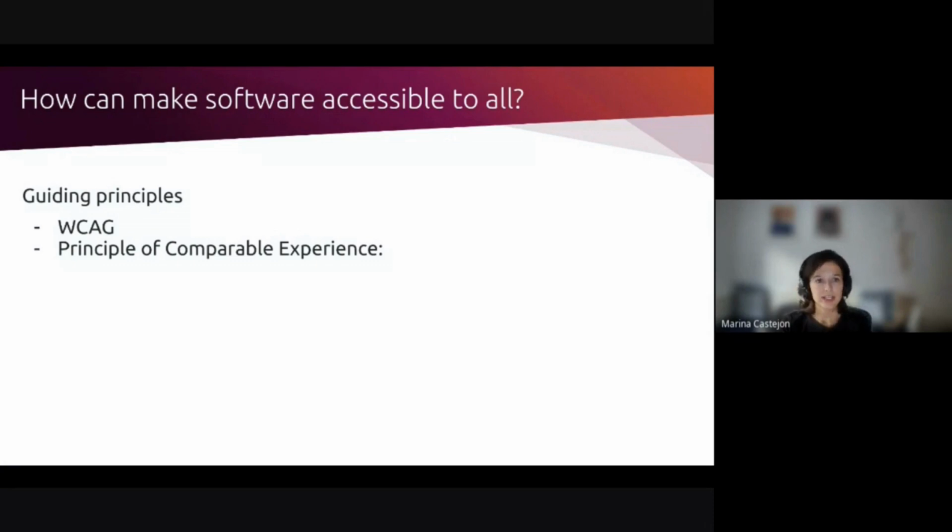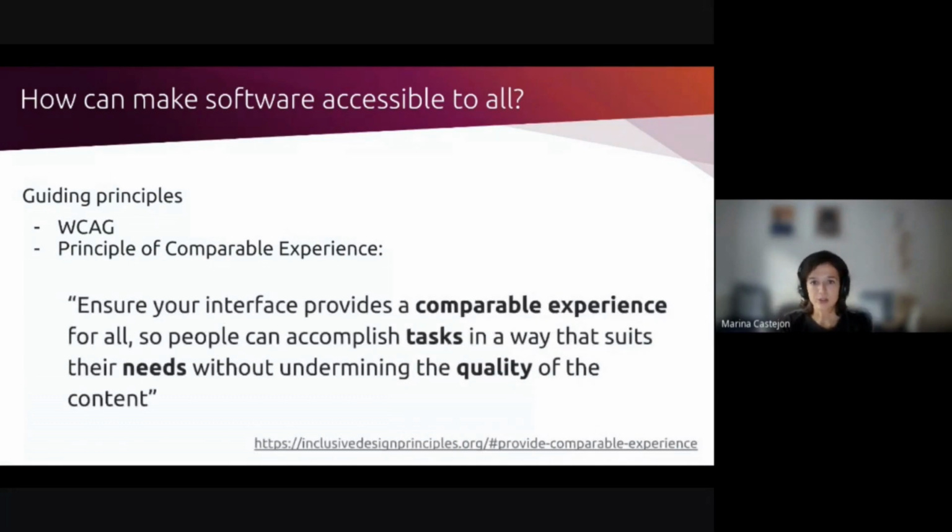So when WCAG alone doesn't give us a straightforward answer, there is a concept that I keep coming back to time after time to assess whether something is accessible or not. And that is the principle of comparable experience, which states that you have to ensure your interface provides a comparable experience for all, so people can accomplish tasks in a way that suits their needs without undermining the quality of the content. This last part, undermining the quality of the content, is the key to understanding what is a comparable experience.